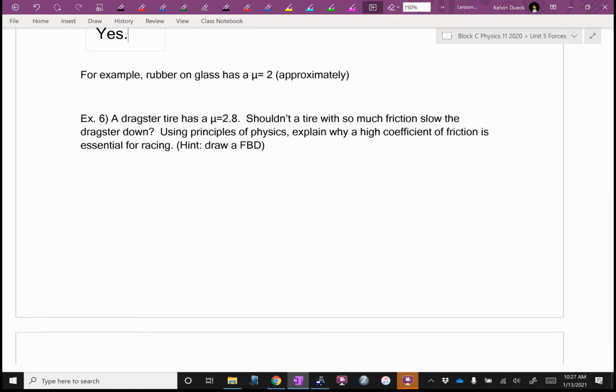Why would you want a high coefficient of friction? Let's draw a free body diagram. Here's the dragster. Braden, what are the forces acting on the dragster? Get the obvious one: gravity. I agree. What else? Go systematically. Is it sinking into the ground like quicksand? So, normal force.